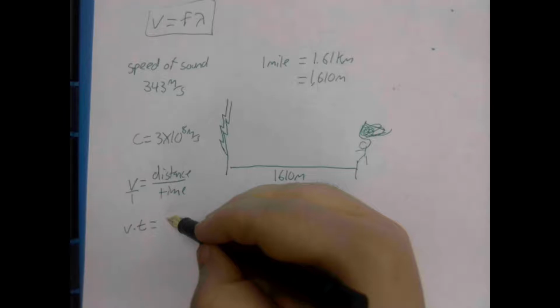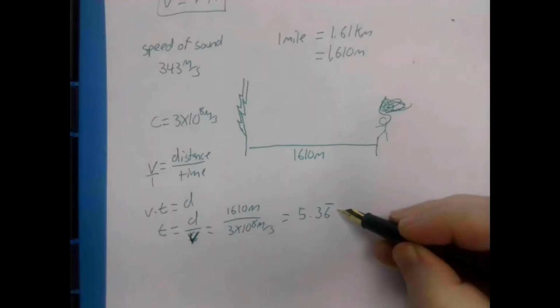So our distance was 1,610 meters. Our velocity for light is 3 times 10 to the 8 meters per second. So for the light to reach your eyes, that distance takes 5.36 repeating times 10 to the negative 6 seconds.